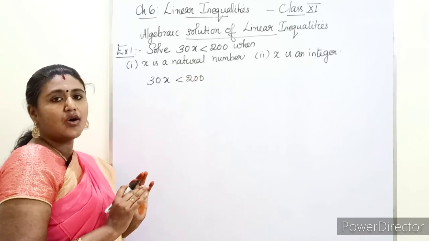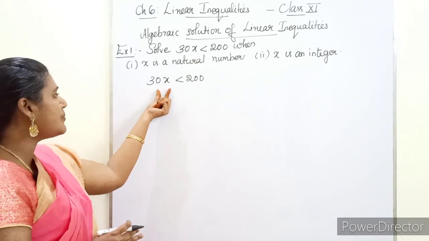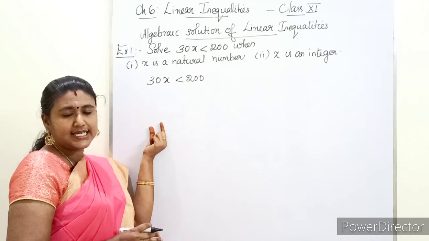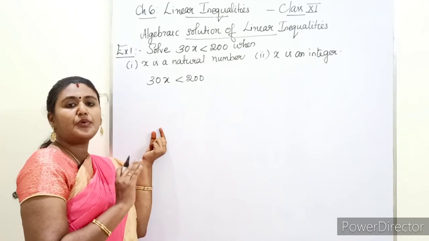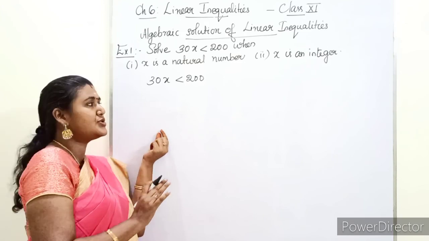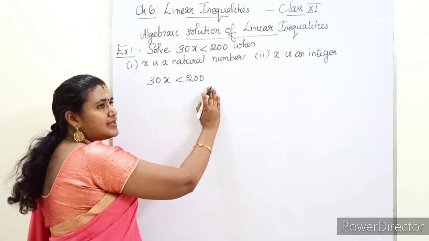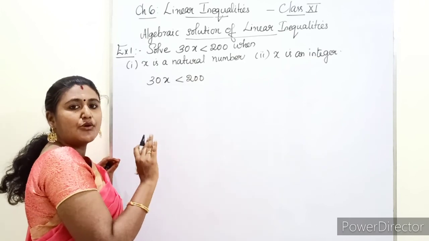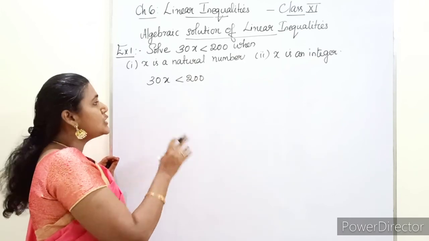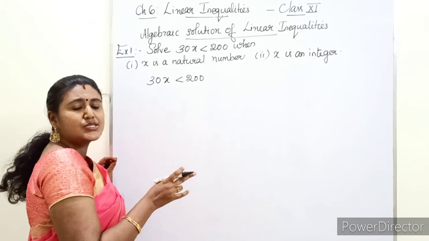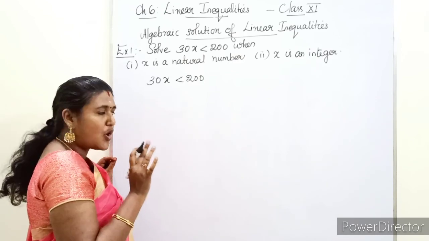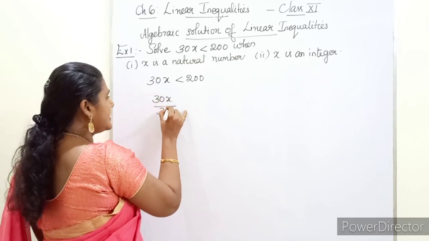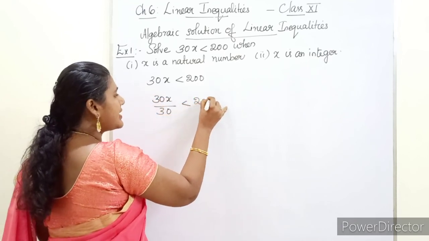So how to solve this? First we have to make the LHS coefficient of x, which is 30 on the left side, as 1. So what we have to do? We have to divide by 30 throughout the inequality, on both sides. Since 30 is a positive integer, the inequality sign will not change. So we can write this as 30x by 30 less than 200 by 30.